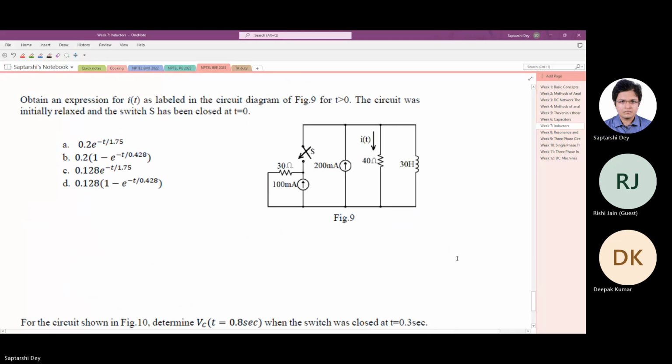Same thing. Obtain an expression for i_L at t greater than 0. The circuit was initially relaxed and the switch S has been closed at t equals 0.